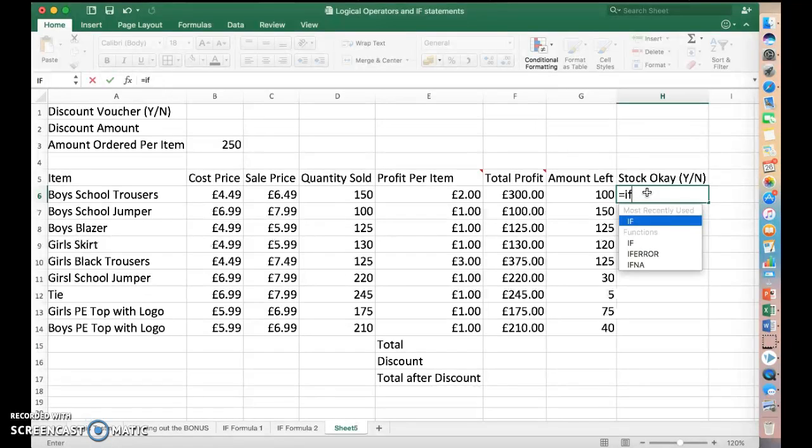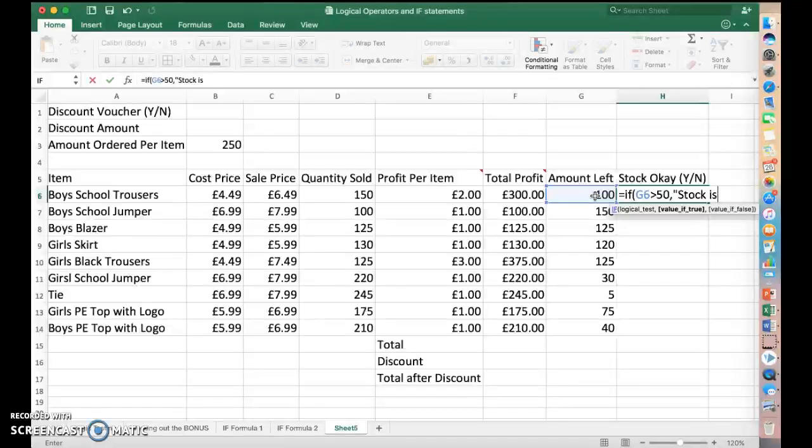Equals if. So we were going to do over 50. What over 50 were we looking for? Well, we're looking for the amount left in stock. So it's that cell over 50. So if the value for that is true, if the stock is over 50, the answer is yes, it's okay. So we can write a message. So stock is okay. Notice the speech marks. And then we do the value if false. Well, if the stock isn't okay, it's going to be low. Stock is low.